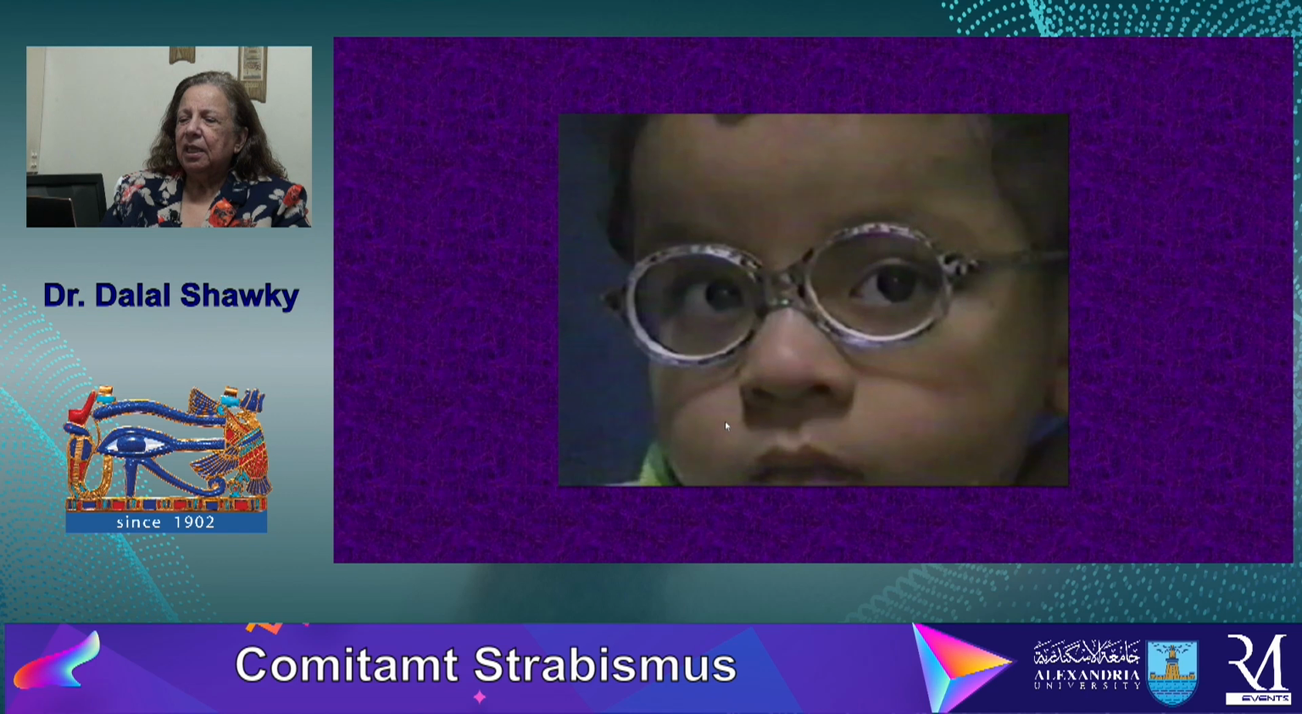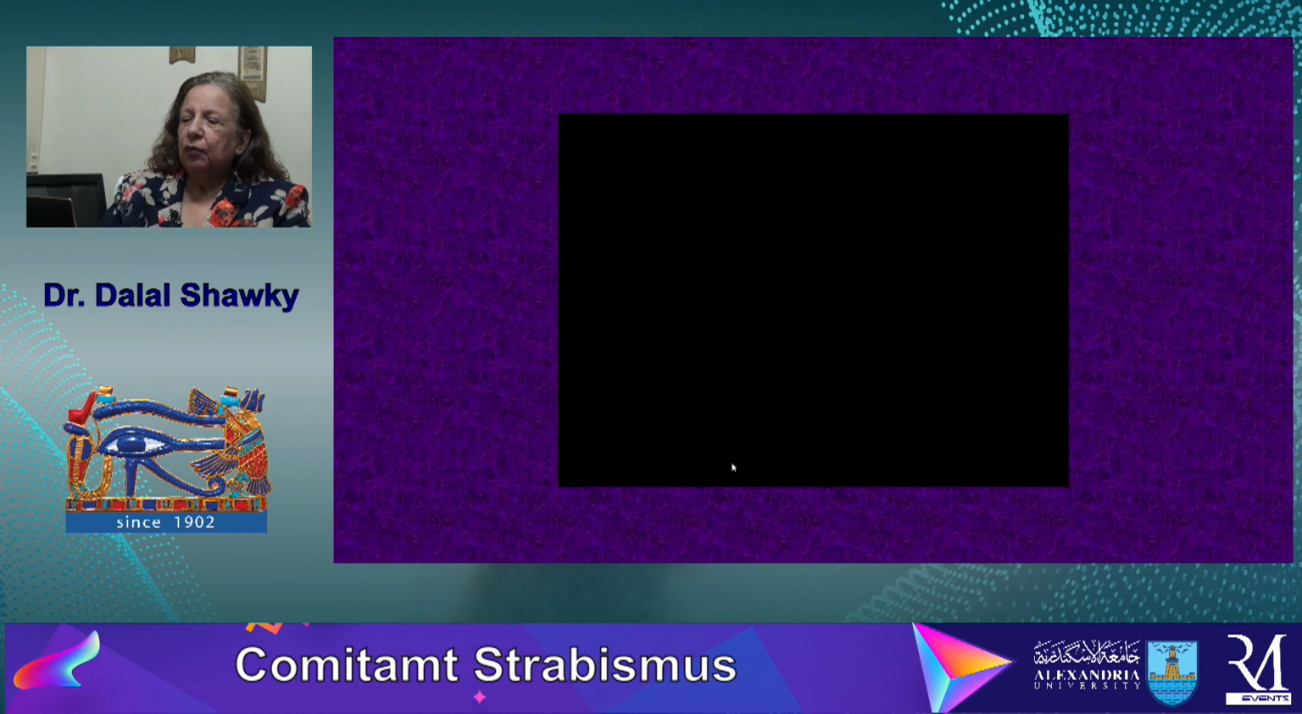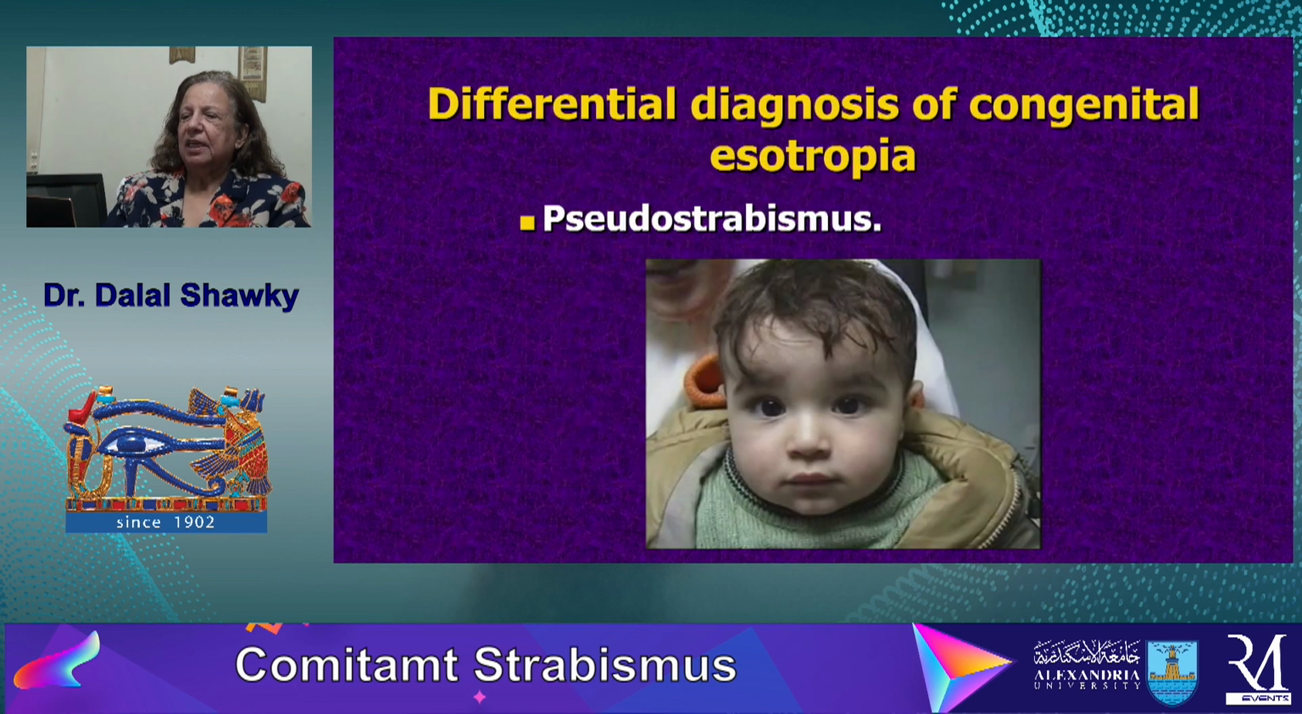What is the problem here? The problem is if we do occlusion for amblyopia, the nystagmus will appear, so we couldn't do occlusion in these cases. The differential diagnosis of congenital esotropia, first of all, is pseudo-strabismus, because many of the cases referred to the ophthalmologist by the pediatrician for suspicious congenital esotropia are cases with wide nasal bridge and pseudo-strabismus.